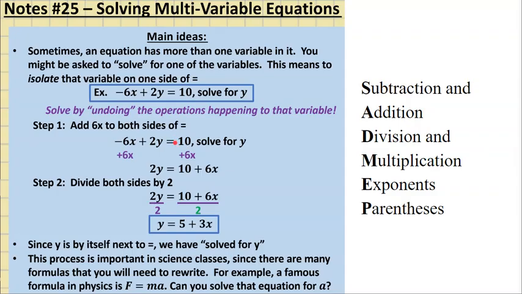Next, we'll need to move anything that the variable we're solving for is being multiplied or divided by. So we need to get rid of that 2. And we'll do this by simply dividing both sides of the equation by 2. That'll help us isolate y, and we've successfully solved for y.